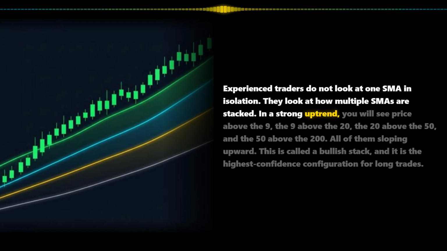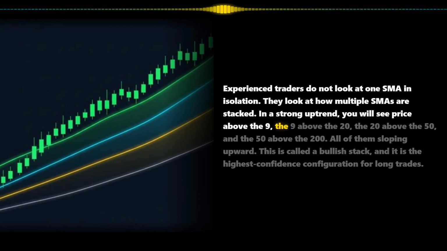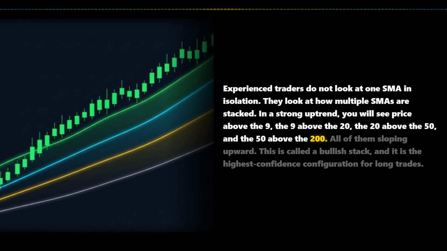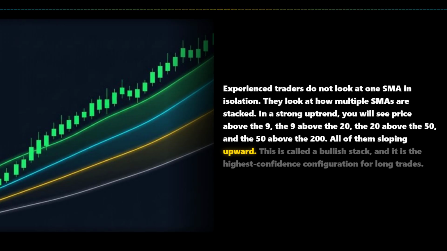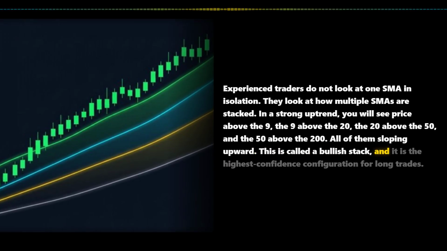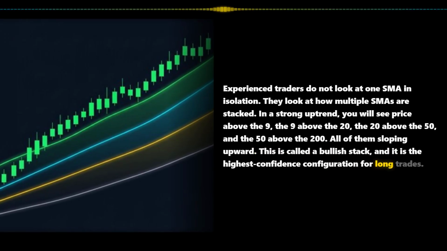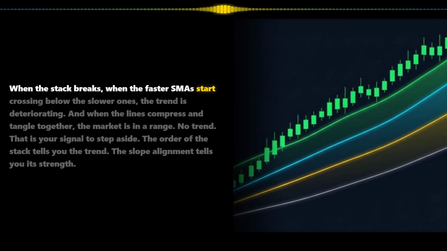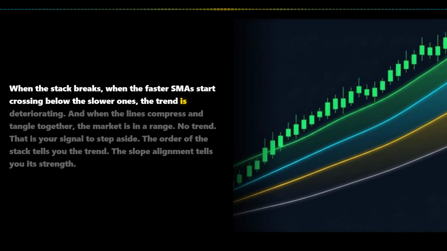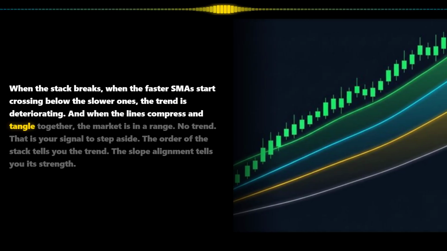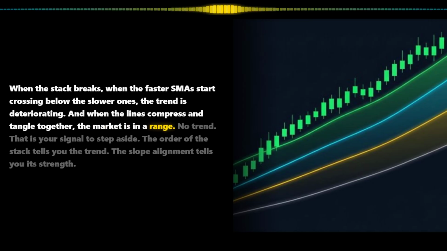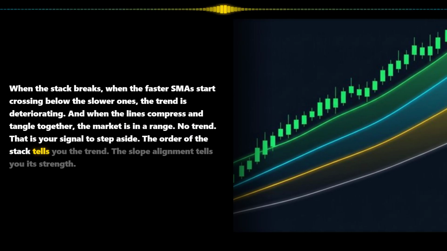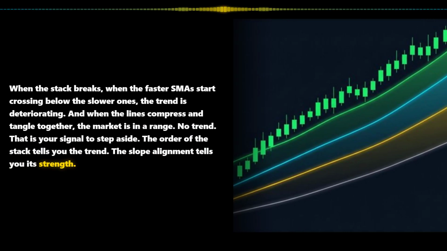In a strong uptrend, you will see price above the 9 above the 20 above the 50, and the 50 above the 200, all of them sloping upward. This is called a bullish stack, and it is the highest confidence configuration for long trades. When the stack breaks, when the faster SMAs start crossing below the slower ones, the trend is deteriorating. And when the lines compress and tangle together, the market is in a range, no trend. That is your signal to step aside. The order of the stack tells you the trend.